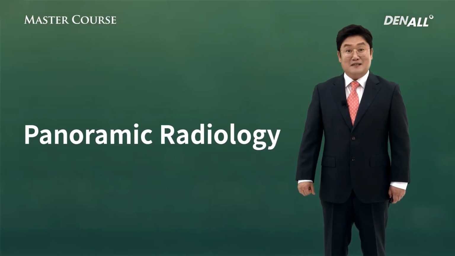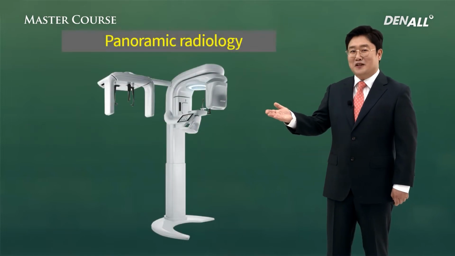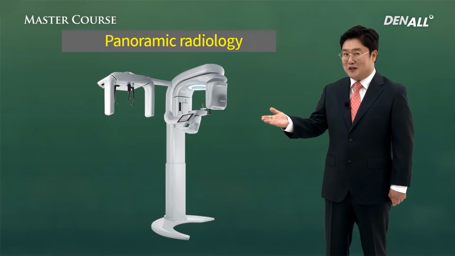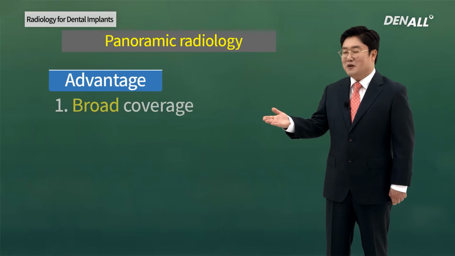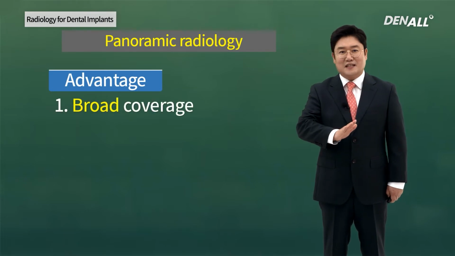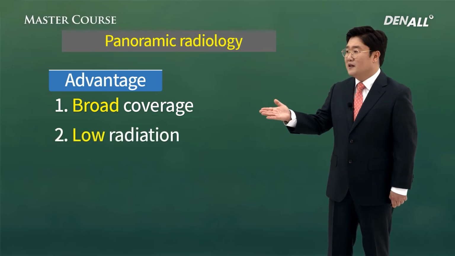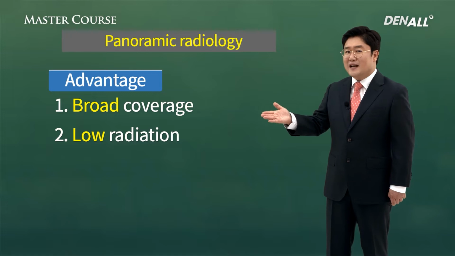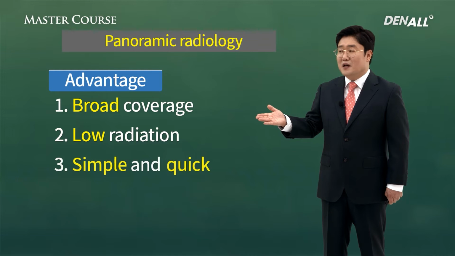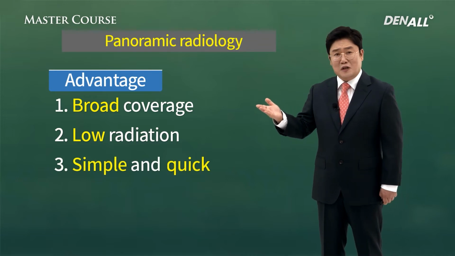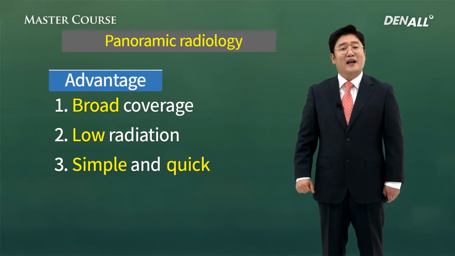The next topic is panoramic radiology. This machine is used to take the panoramic images. The advantages of that: first, broad coverage can be observed. Broad coverage is enabled. 2, low radiation in a relative term. 3, the image taking can be done very simply and quickly. That's one of the biggest advantages of panorama.